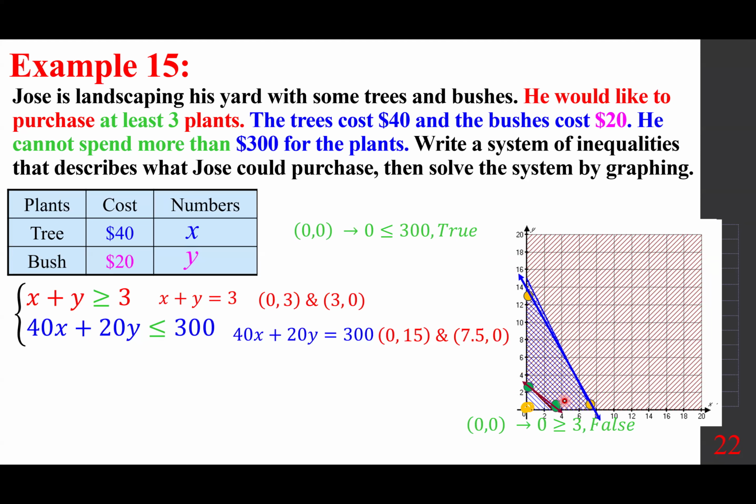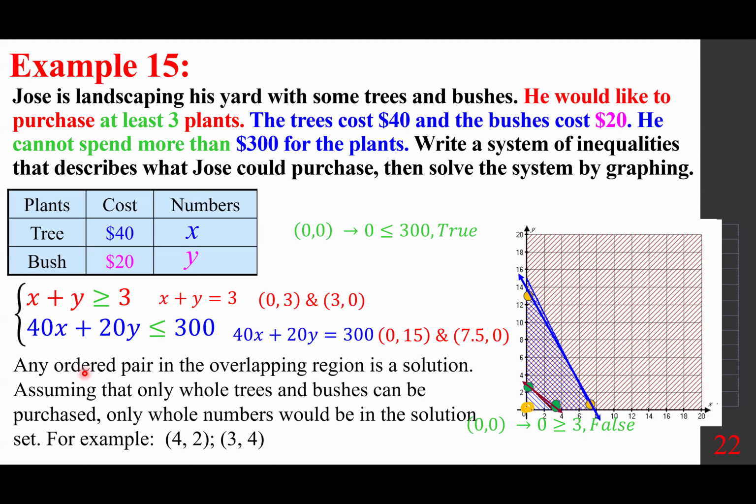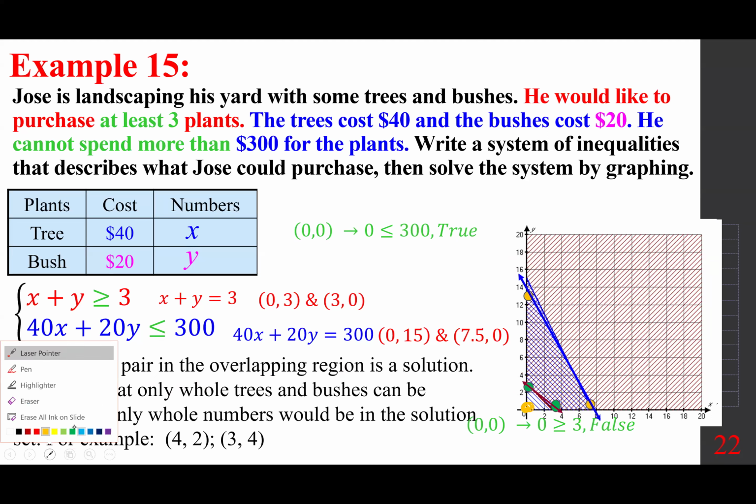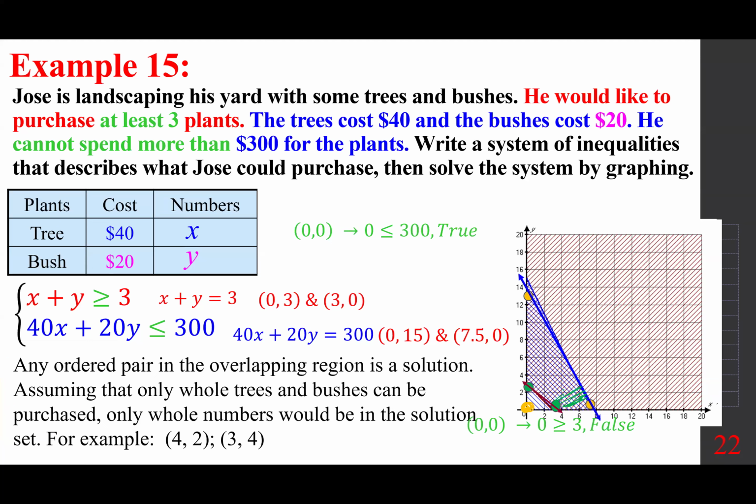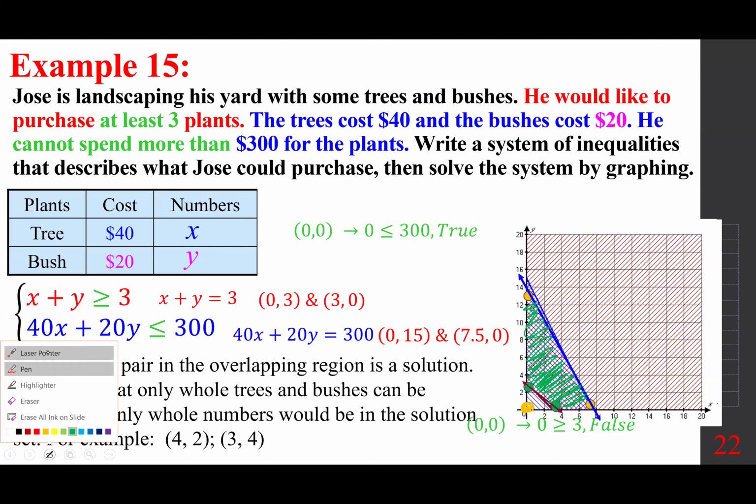So here's what's going to happen with this type of problem. Any ordered pair in the overlapping region. So let me do this so everybody can clearly see what we are referring to. What color do I pick? Let's go with green. This is the overlapping region, okay? Any ordered pair is a solution, assuming that only whole trees and bushes can be purchased. Of course, you can't purchase 2.5 trees. Only whole numbers would be in the solution.